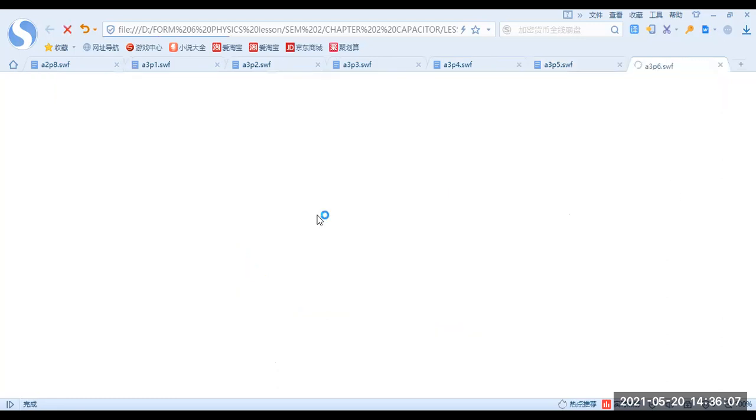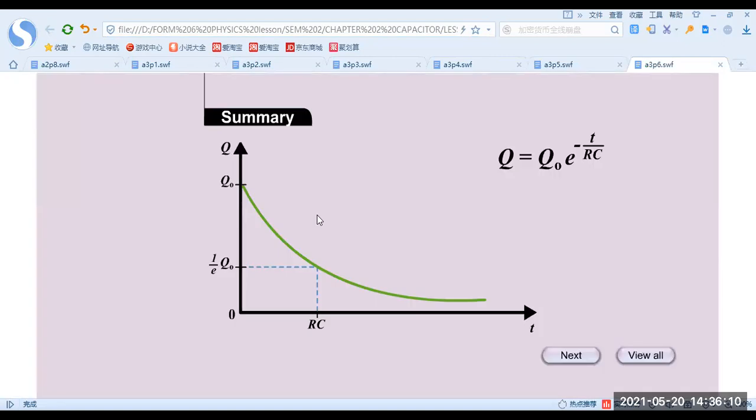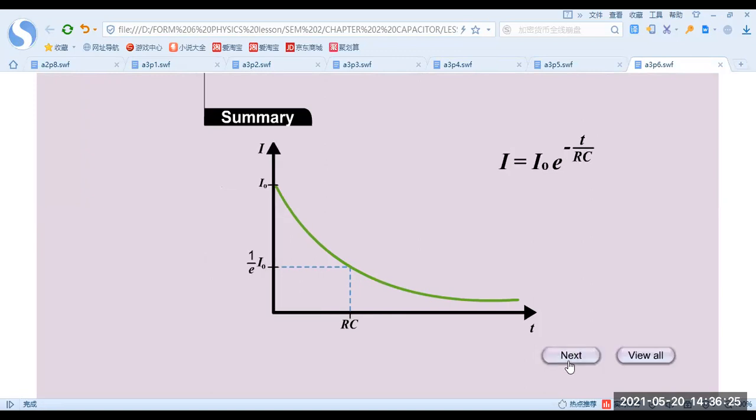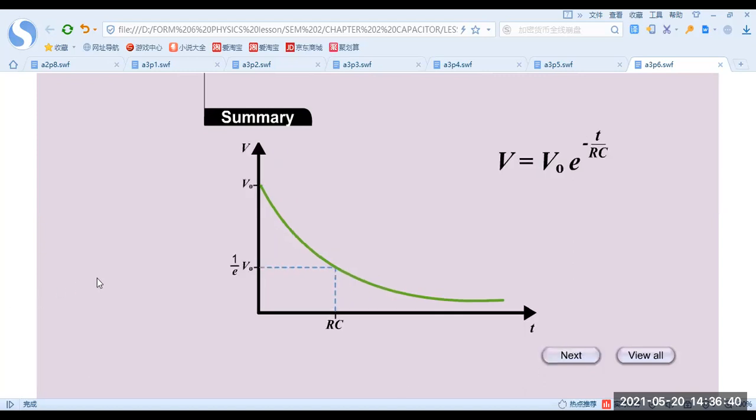As a conclusion, in summary, we notice that in the graph of Q over t, the Q reduces with time, where Q equals Q naught e to the power negative t over RC. For the current, I equals I naught e to the power negative t over RC, where the current also reduces exponentially with time. Next, V equals V naught e to the power negative t over RC, where V also reduces with time.